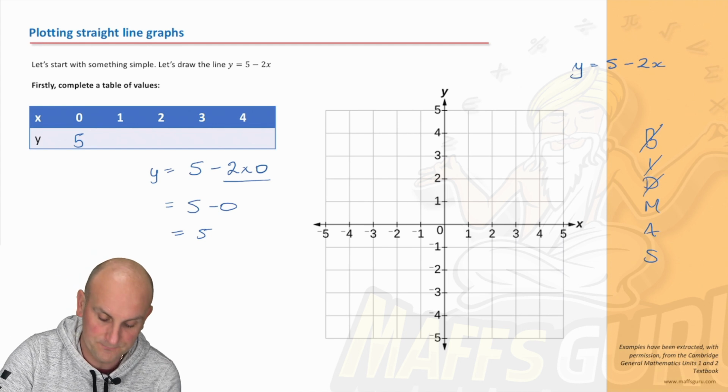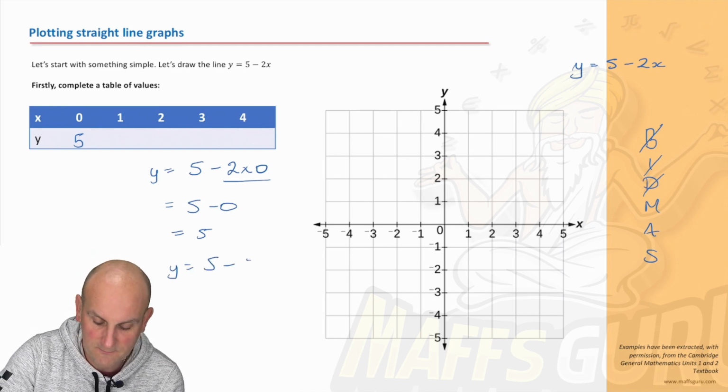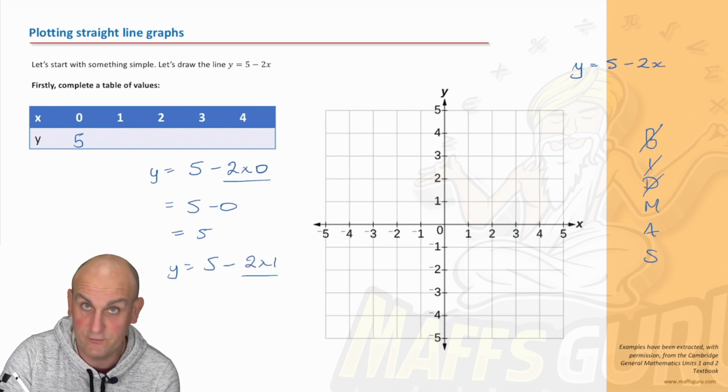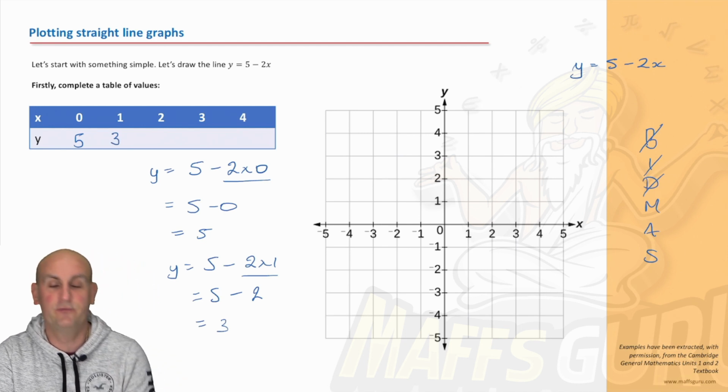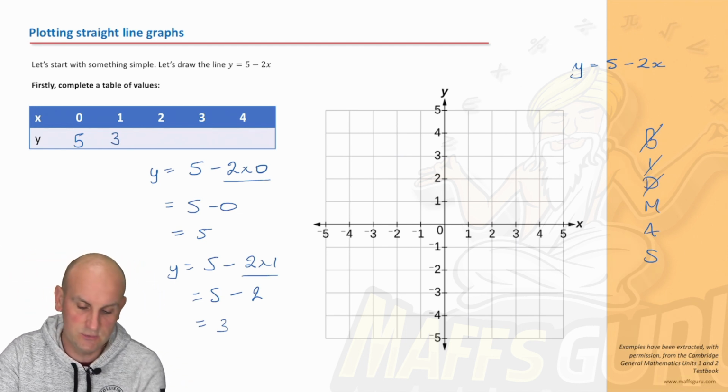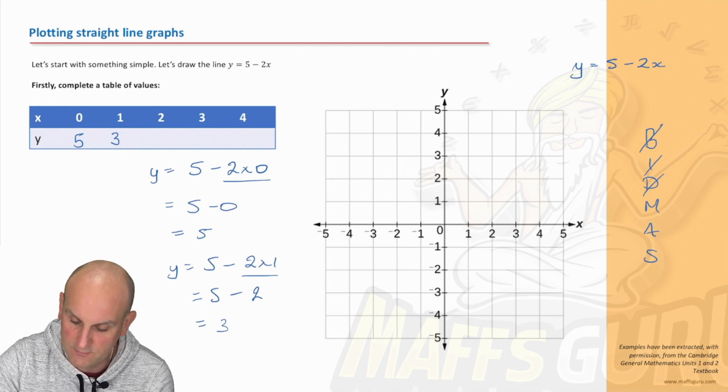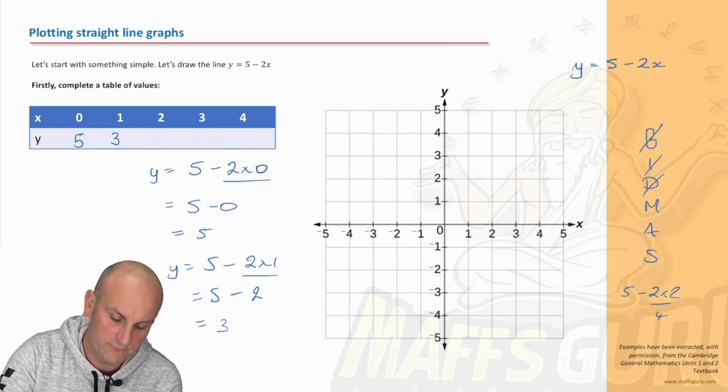Okay, let's do the next one. y is equal to 5 minus 2 times 1. Have to do the multiplication first. 5 minus 2 gives me 3. And ka-ching, there is 3. Can you guess the pattern? Well, let's just do one more. We'll do it over here, running out of room. So we're going to do 5 minus 2 times 2, or 2 2s are 4, 5 minus 4 gives me 1.